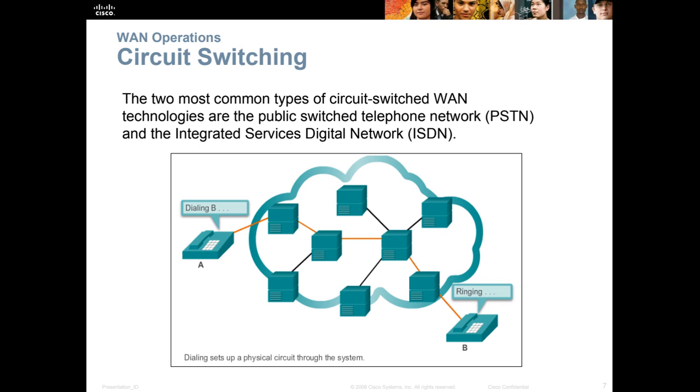Circuit switching, we have already covered. There are two technologies. Remember, circuit switching and packet switching. For circuit switching, the two most common types of circuit-switched WAN technologies are PSTN, the public switched telephone network, which was the popular one at first, and the integrated services digital network, ISDN.